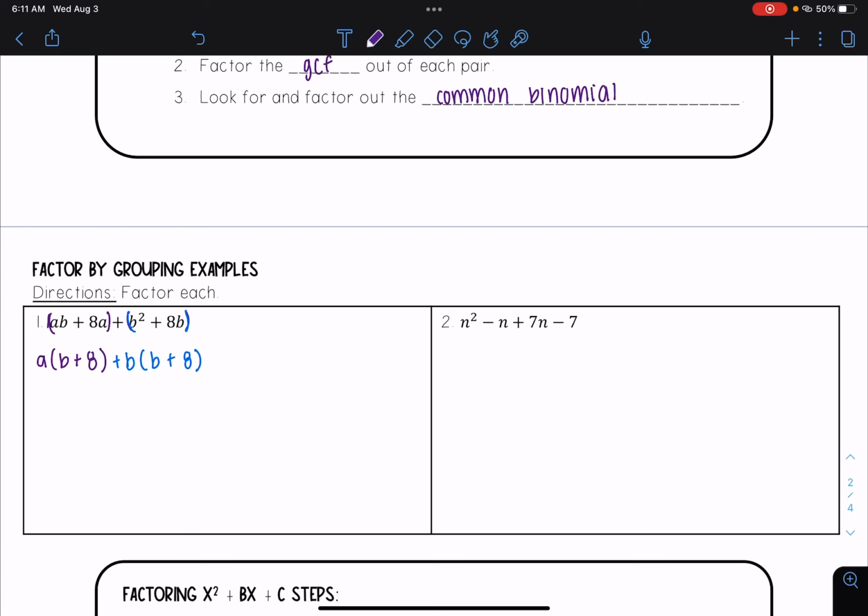And now I see that I have a common binomial here. You know you've factored by grouping correctly when you end up with the same thing right here. And so since I have the same thing, I can factor out that common binomial and put this out in front. So I have B plus 8. And then I want to put these terms that are out in the front into their own parentheses. And so this is my factored expression.